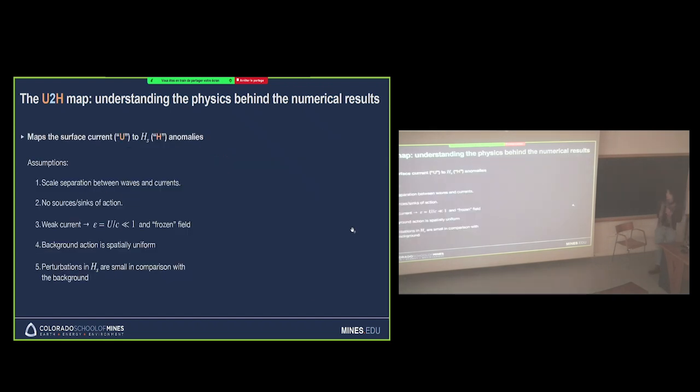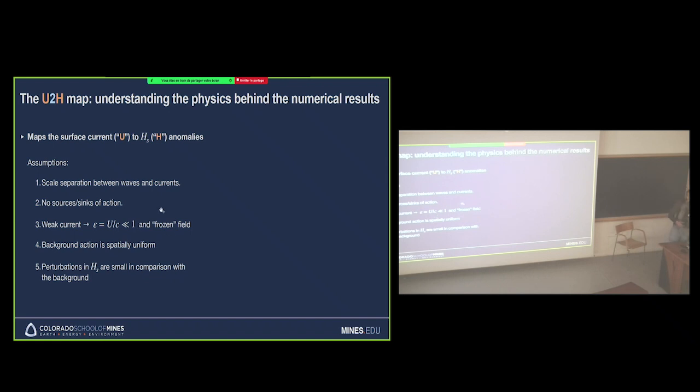We have this thing called the U2H map, and U2H essentially maps the surface currents U to a significant wave height anomaly H, and it relies on a few assumptions. We need to assume that there is a scale separation between currents and waves. There are no sources or sinks of wave action, meaning our right-hand side is essentially 0. Again, we rely on a simple weak current assumption, and that's our small parameter, just U over C.